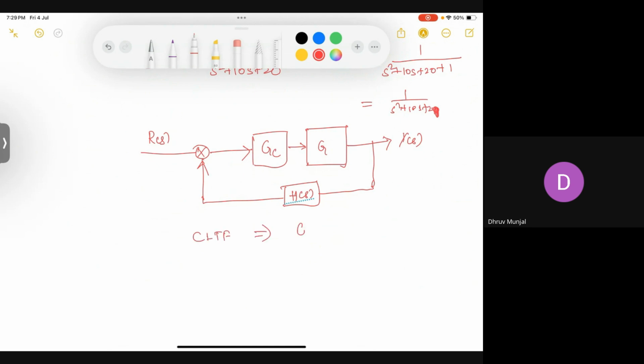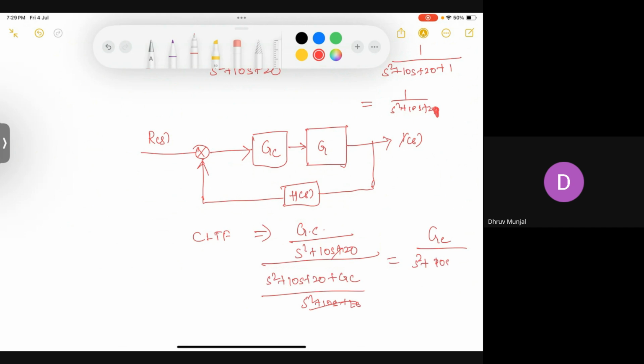This will become GC into GC by s square plus 10s plus 20, divided by s square plus 10s plus 20 plus GC divided by s square plus 10s plus 20. All the terms, both will get cancelled. This will become GC divided by. Clear? Right. Now we are going to find what this GC is. That is the criteria, the whole point of the system.